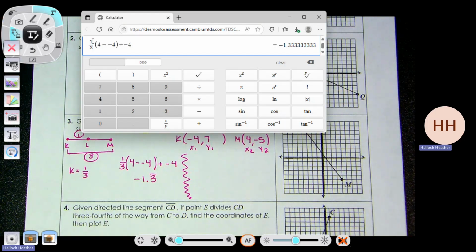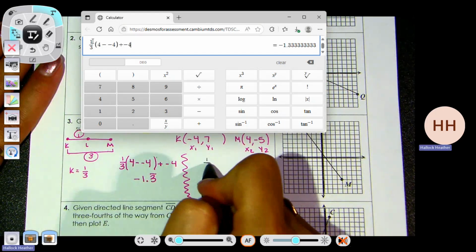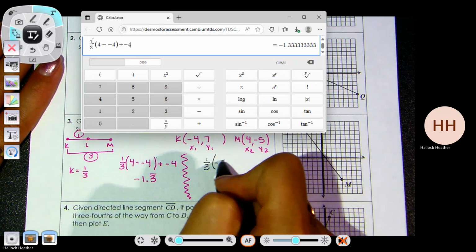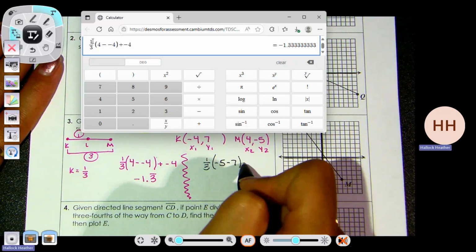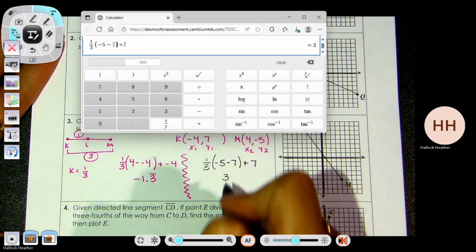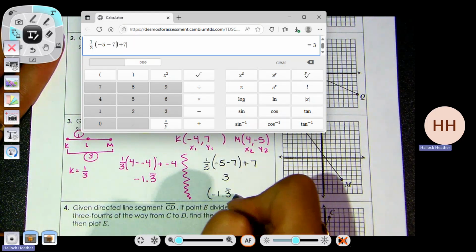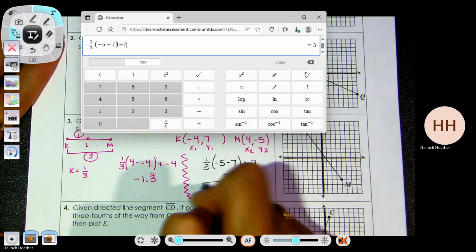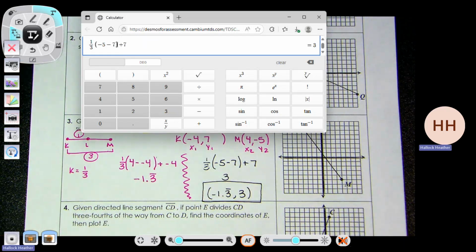So the other one says that we have 1/3, and then we do y2 minus y1. And we add y1. So if I type this into Desmos, -5 minus 7. And then I'm adding 7. So that one comes out to be, does it say 3? Yeah. Yeah, thanks. So -1.3 repeating, comma 3. Let's set up number 4, and then you can start doing number 4.